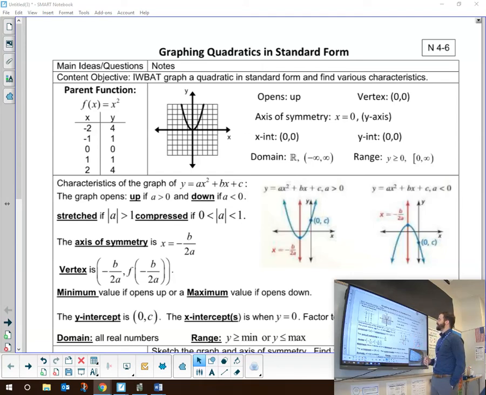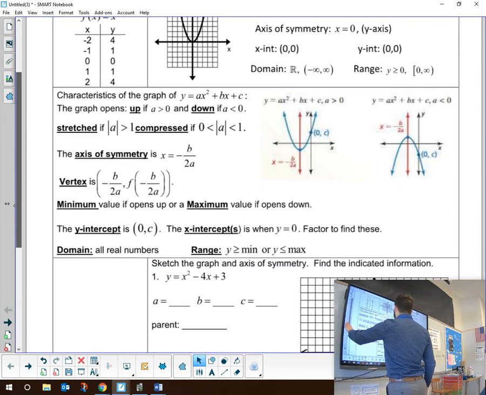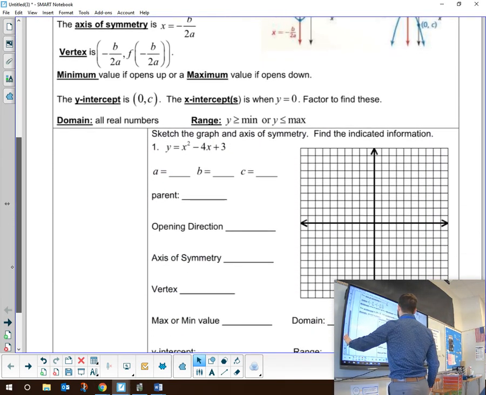Hey guys, today we're talking about graphing quadratics in standard form, which means we just start with ax squared plus bx plus c, and we can figure out where it is on the graph quite easily. I'm going to show you how to do that today, okay? So let's start off here first on number one.